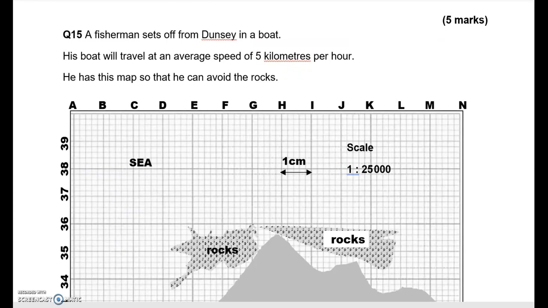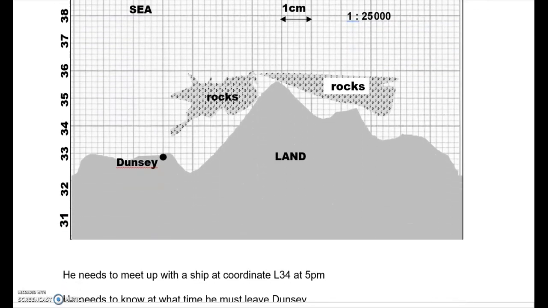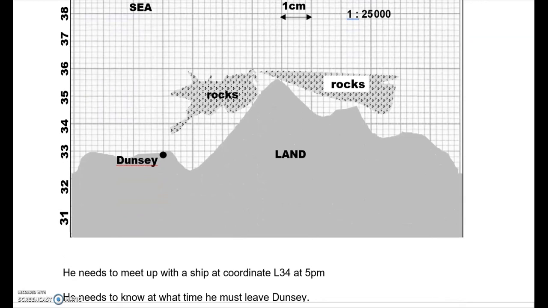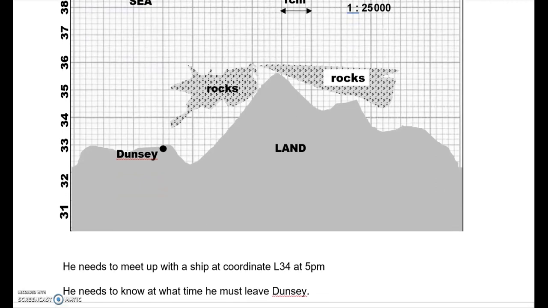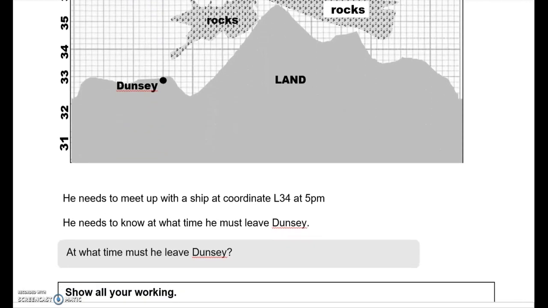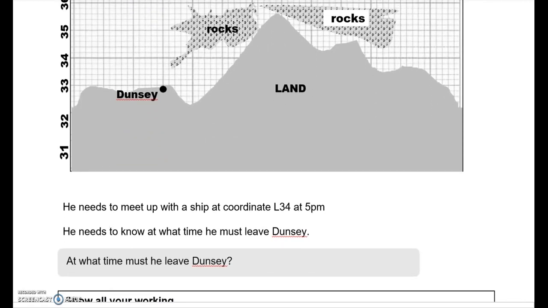Question 15. A fisherman sets off from Dunsey in a boat. His boat will travel at an average speed of 5 kilometers per hour. He has his map so that he can avoid the rocks. He needs to meet up with the ship at coordinates L34 at 5 p.m. He needs to know at what time he must leave Dunsey. So that's our question.